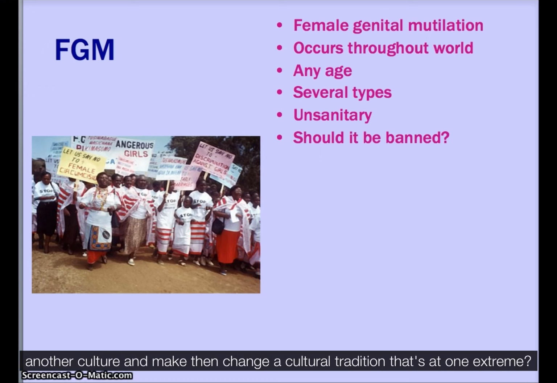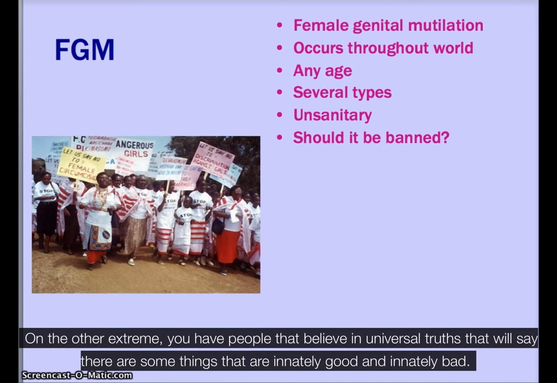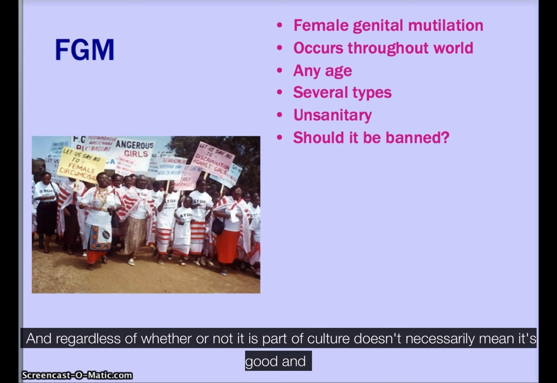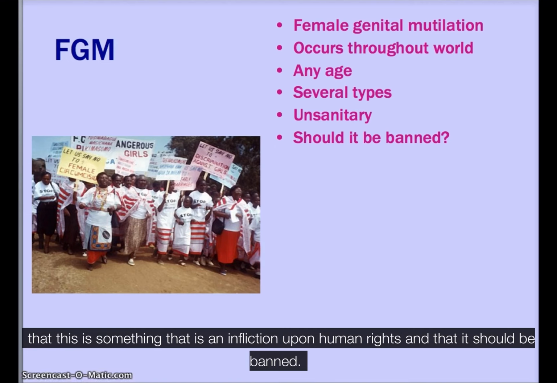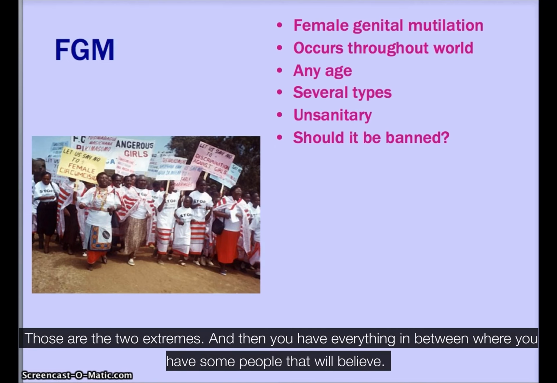That's at one extreme. On the other extreme, you have people that believe in universal truths, who will say there are some things that are innately good and innately bad. Regardless of whether or not it is part of culture, that doesn't necessarily mean it's good, and this is an infliction upon human rights, and it should be banned. Those are the two extremes.